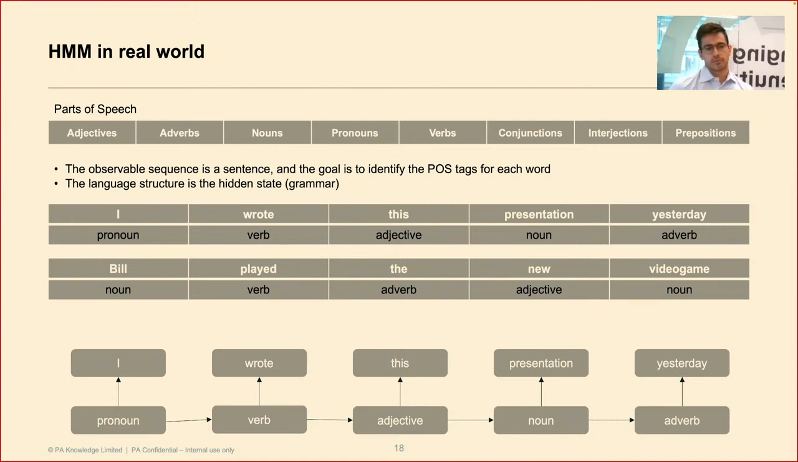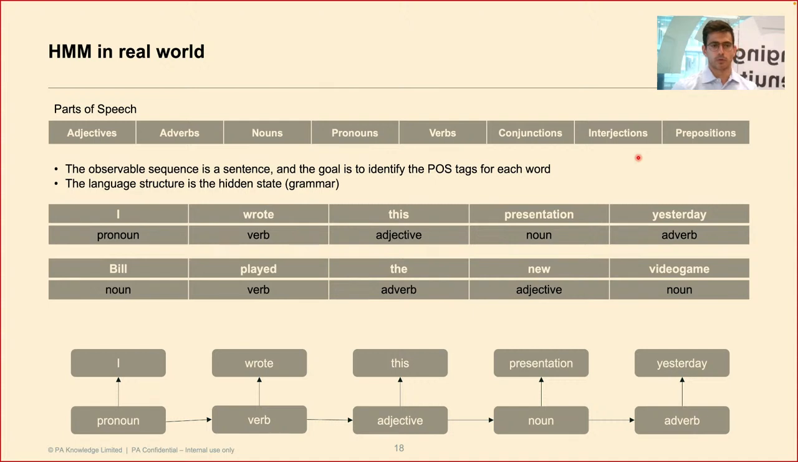Let's go from a simple example to a real world example, still a bit theoretical, but closer to us. As we said before, hidden Markov models and Markov models can be used to model natural language. So here we have parts of speech tagging. Parts of speech are categories to which words belong, and they tell us how words are being used in a sentence. We have 8 main parts of speech that you're able to see on the table here: adjectives, adverbs, nouns, pronouns, conjunctions, verbs, etc.